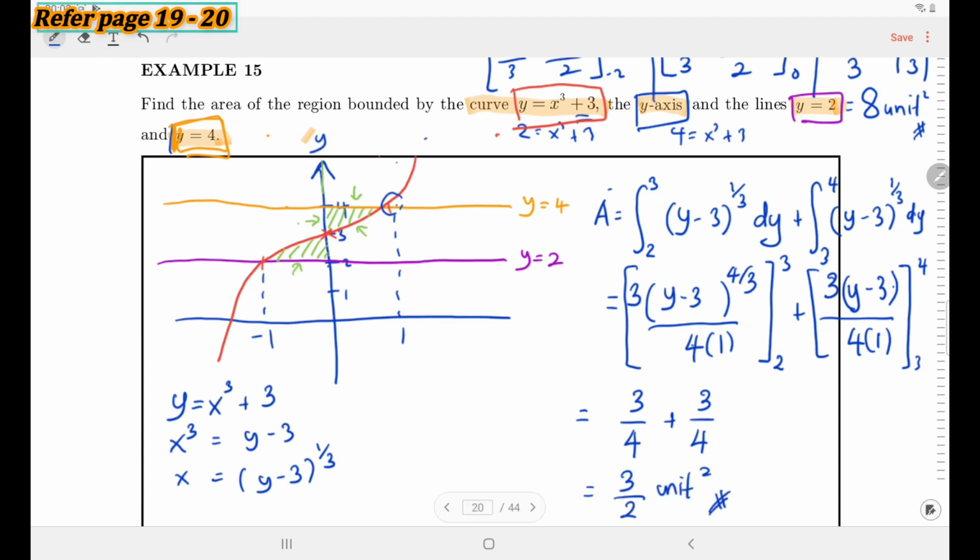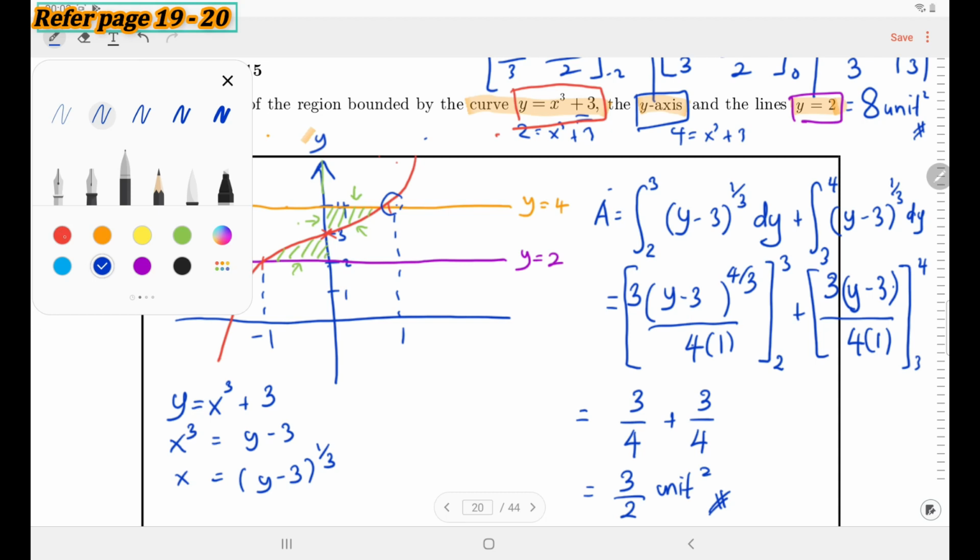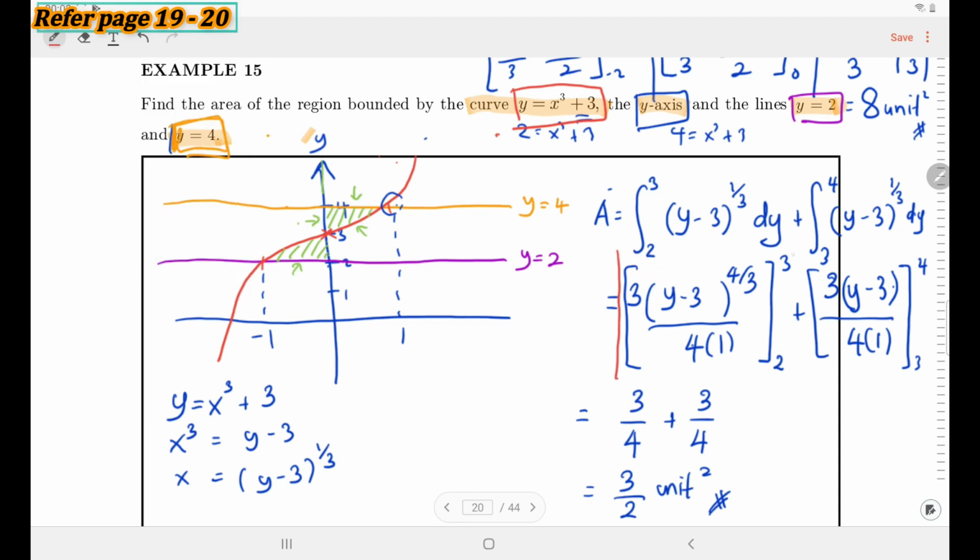On this side, if you try yourself, you'll get this as negative. You must put modulus, since the region is on the left side of the y-axis. So I put modulus here. The actual answer here is negative 3 over 4. When I put modulus, it becomes positive. So 3 over 4 plus 3 over 4 results in 3 over 2 units squared.